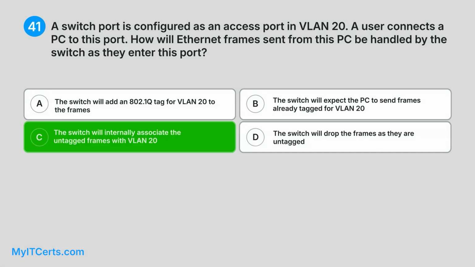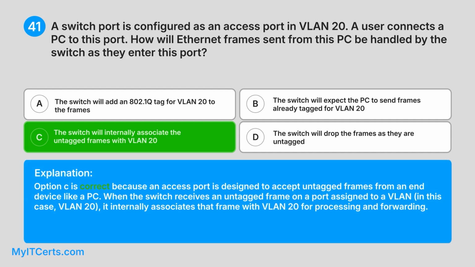Correct answer, C. The switch will internally associate the untagged frames with VLAN 20. Explanation. Option C is correct because an access port is designed to accept untagged frames from an end device like a PC. When the switch receives an untagged frame on a port assigned to a VLAN, in this case VLAN 20, it internally associates that frame with VLAN 20 for processing and forwarding.